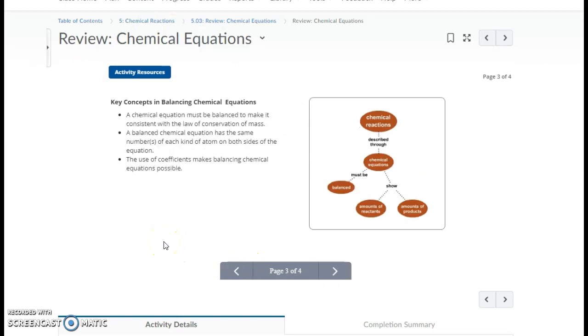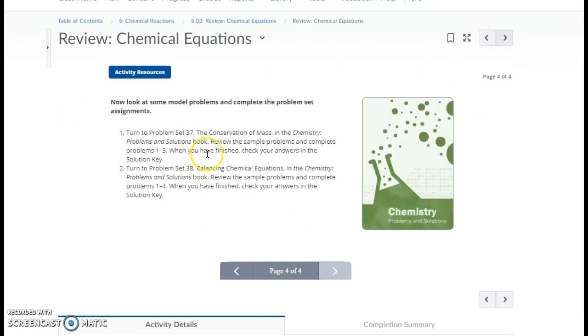A chemical equation must be balanced to make it consistent with the law of conservation of mass. A balanced chemical equation has the same number of each kind of atom on both sides of the equation. The use of coefficients makes balancing chemical equations possible. All right, so here are the problems we need to go through.